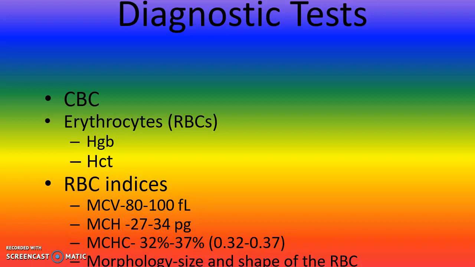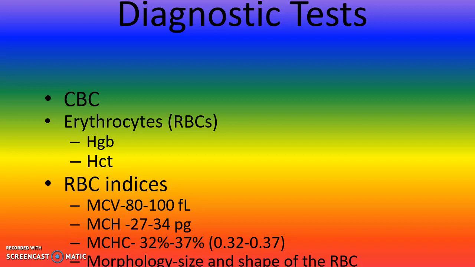The other thing we're going to be looking at is the MCH, the mean corpuscular hemoglobin. And this is the average weight of our red blood cell. With a low MCH, we're going to see microcytosis or hypochromia, really pale looking red blood cells. We might see a high MCH. This is macrocytosis again.